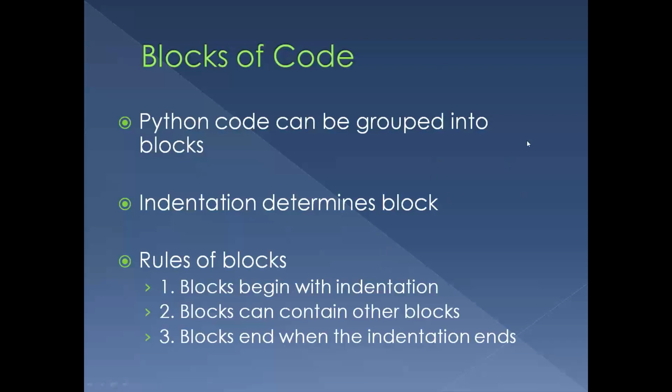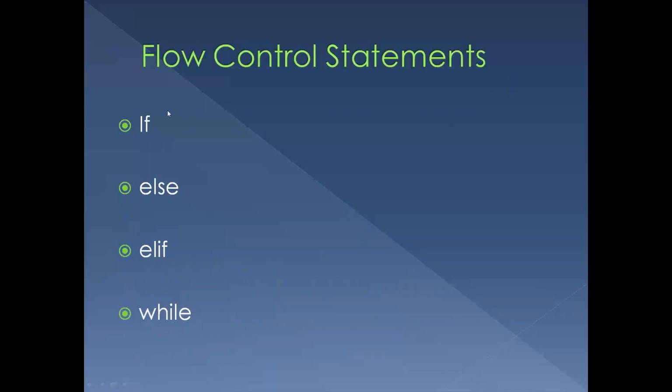Other programming languages use different ways of denoting a block of code. Python uses these blocks, and typically it doesn't matter how many spaces or tabs there are in a block, but the best practice is 4 spaces per block, 4 spaces of indentation. Some of the flow control statements include if, else, elif, and while.